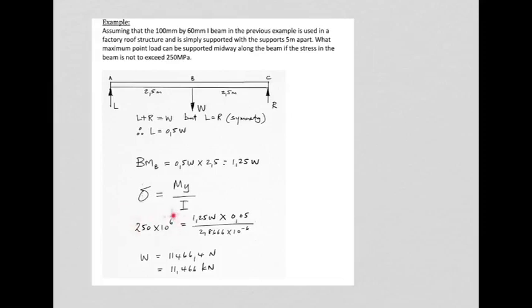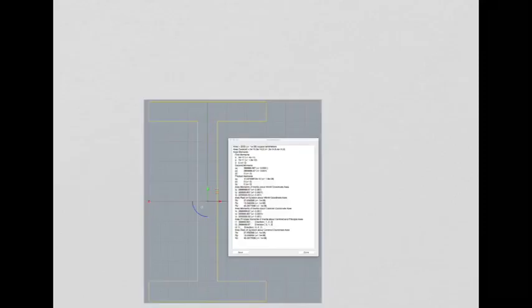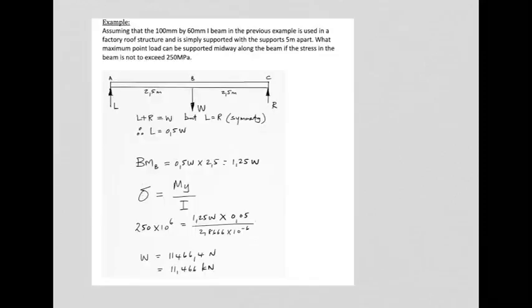And we are told that the stress may not exceed 250 megapascals. So let's make the stress 250 megapascals. Insert bending moment at 1.25 W, multiplied by y. Remember what y is? It is the distance from the neutral axis here to the outermost fiber, which is 0.05. Let's just check where that came from.